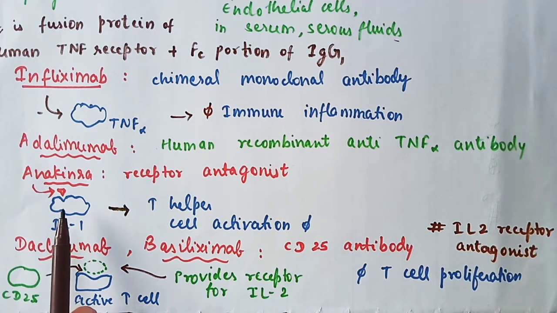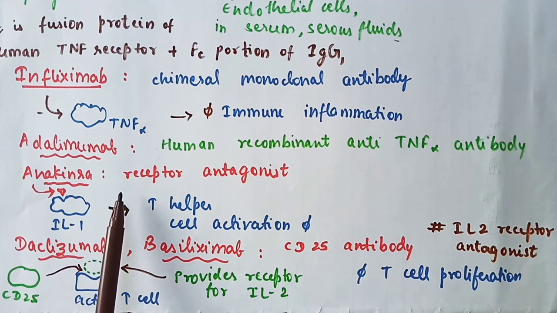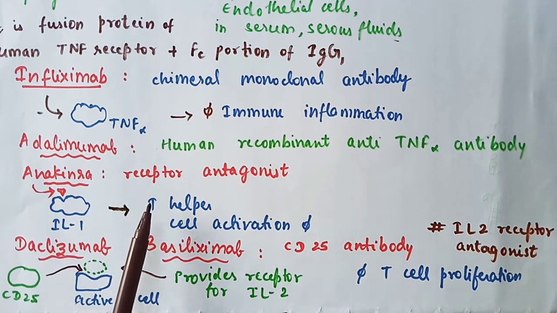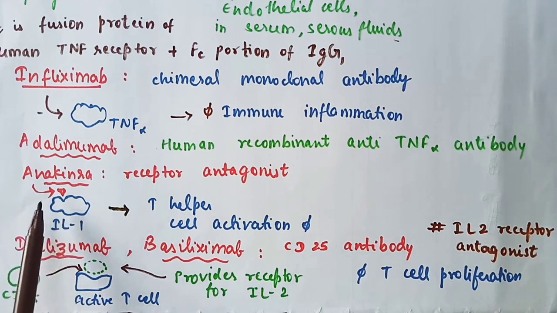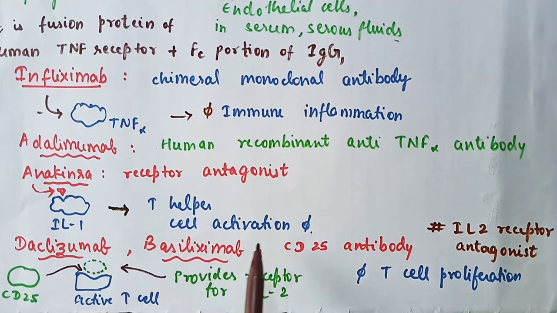Next is anakinra, belonging to the category of interleukin-1 receptor antagonist. So let's say this is the anakinra and this is the interleukin-1 receptor. When it binds on this, helper cell activation is inhibited, that is, no immune response will be generated. Next are daclizumab and basiliximab. They belong to the category of interleukin-2 receptor antagonist.